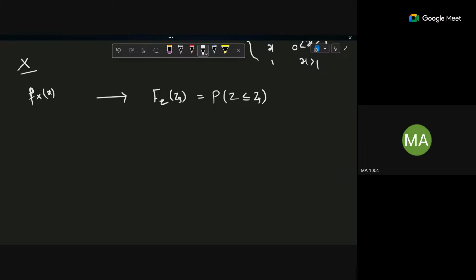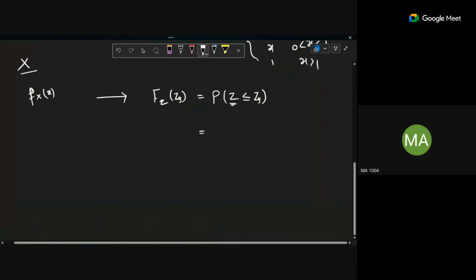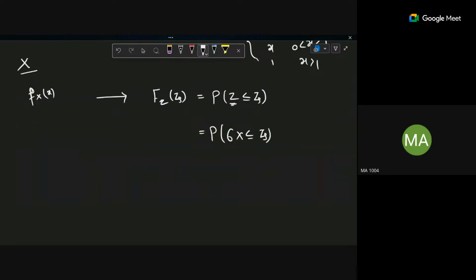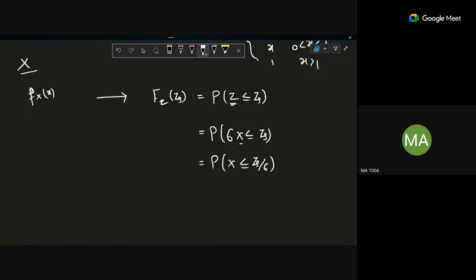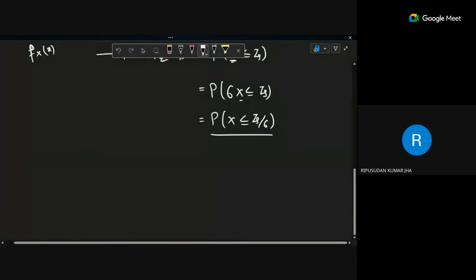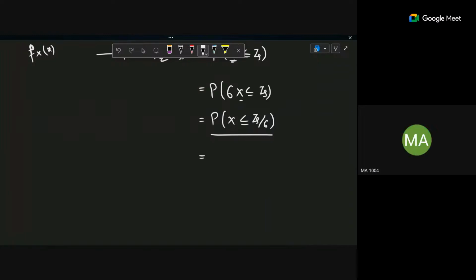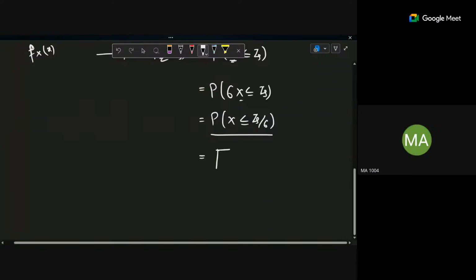Now, do you know the value of z here? It is nothing but 6x, which is less than or equal to z. Can we convert the whole thing into x? Yes, just divide both sides by 6, and we get x less than or equal to z by 6. Wherever we see x, we put the value of x in the CDF, which is z upon 6. So can I say this is nothing but the CDF of x at the point z by 6?